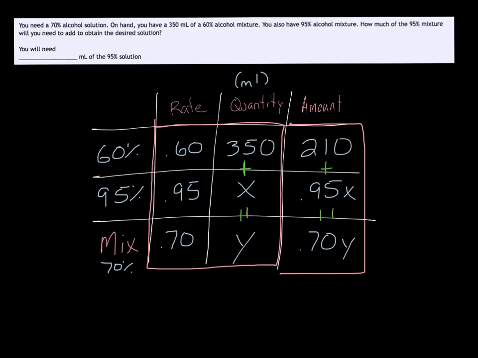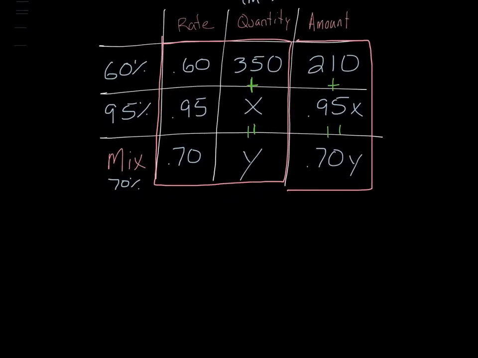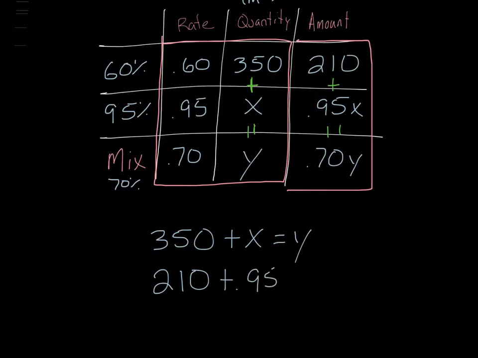So the two equations that we get from this are 350 plus x equals y. What that says is the 350 milliliters plus whatever we add of the 95% is going to equal the final amount that we have. And then the amount column gives us 210 plus 0.95x equals 0.70y. This is the system of equations that we would use to solve this problem.